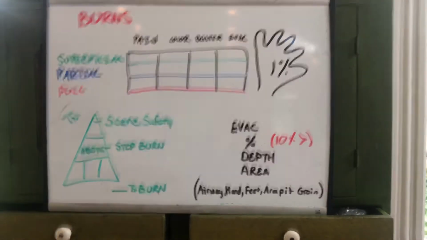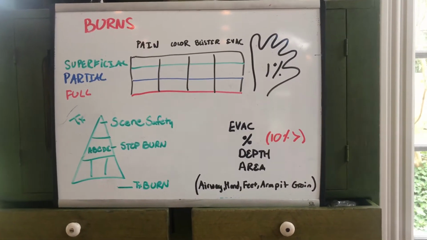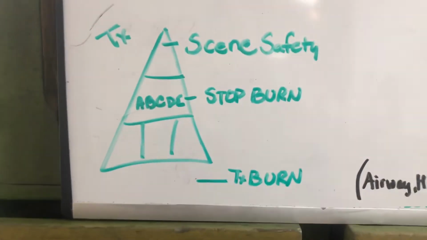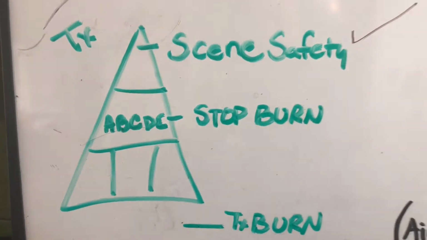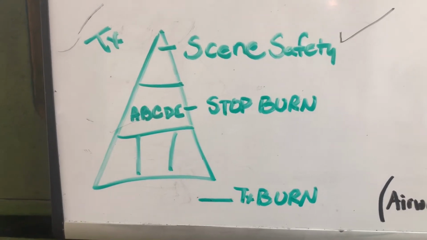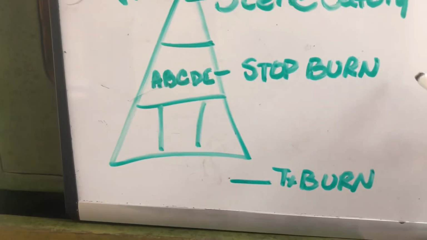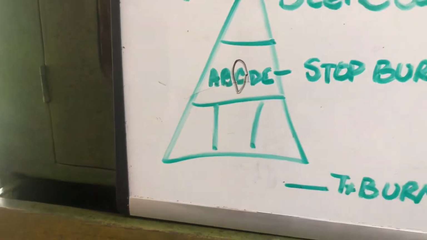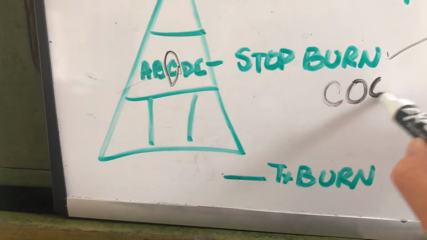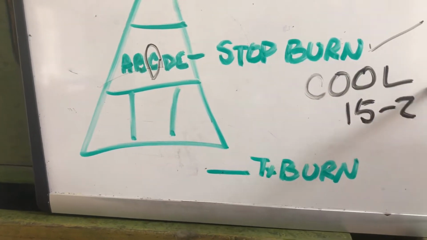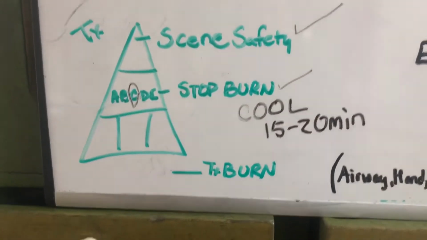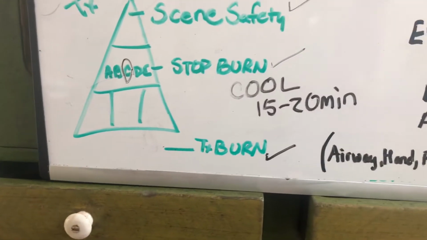We want to talk a little bit about prevention. Burns are something easy to prevent. If you think about our patient assessment triangle, our number one thing is scene safety. And so as you go in, you want to make sure whatever burned them is not going to burn you. The second thing is as you go through life threats, we want to stop the burn. So this is cooling the burn for 15 to 20 minutes. You can do this while you're doing the rest of your assessment. The last thing we're going to do is treat the burn and wrap it.